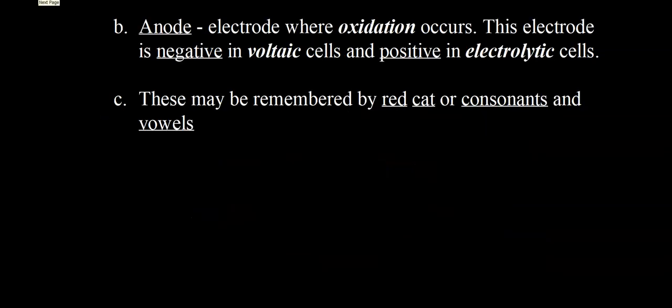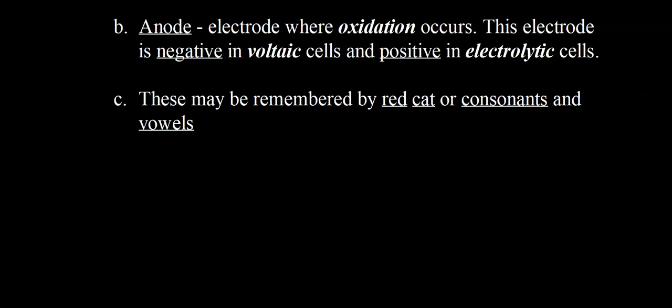Anode, of course, is going to be the opposite then. The anode is the electrode, either in an electrolytic or galvanic cell, where oxidation occurs. Again, this anode, this substance, may or may not be the substance that is being oxidized, but it's definitely where the oxidation process occurs.